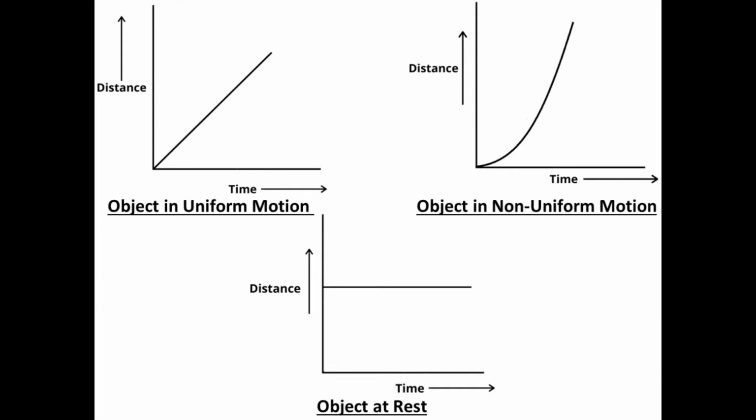This is a quick glance of the graphs we have discussed yet. First is the distance time graph for the object in uniform motion. Second is the distance time graph for an object in non-uniform motion. And last is the distance time graph for an object at rest.